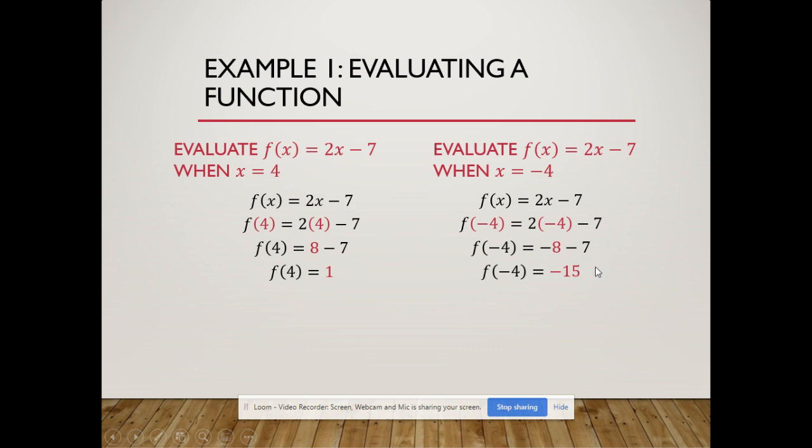Okay, and so now that I'm done evaluating, I can see that when the input is a negative 4, the output is a negative 15. And that's all you're going to be doing when they ask you to evaluate the function. Whatever you change the x to inside the parentheses is what you're going to change the x to in the right-hand side. Okay.